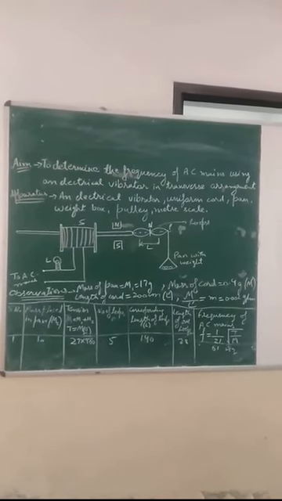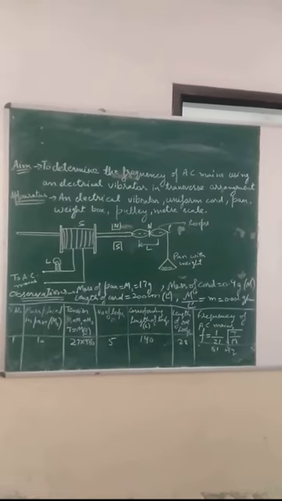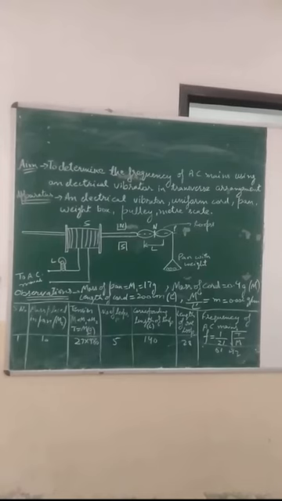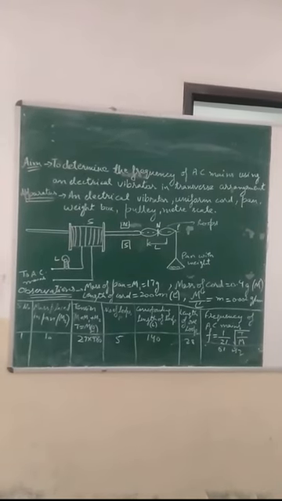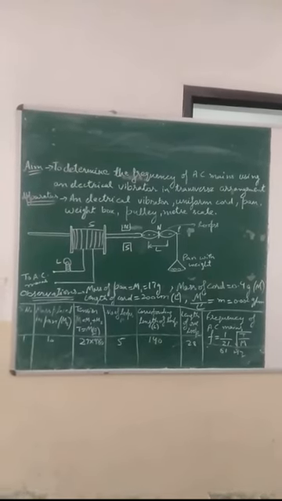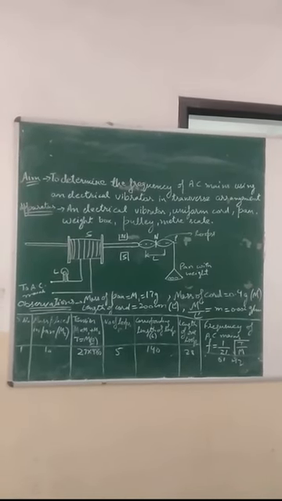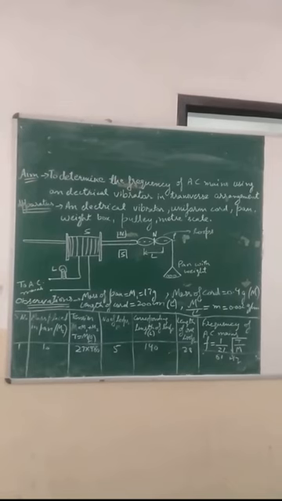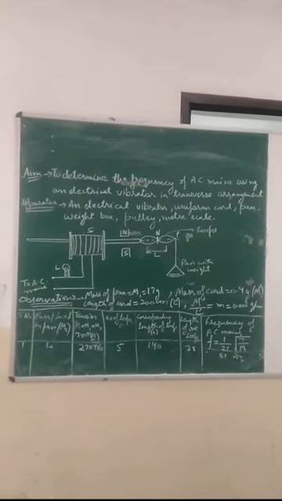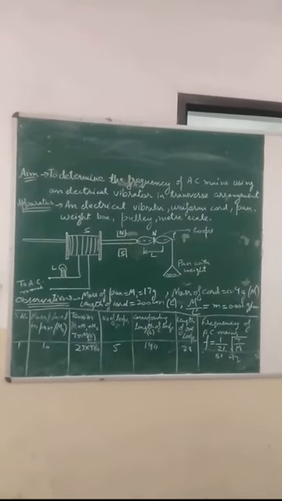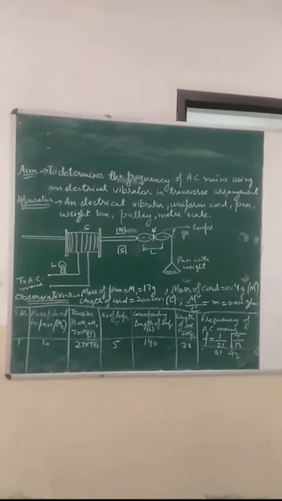Total number of loops is 5, corresponding to that the length is 140. So to calculate the length of one loop you will divide 140 by 5. So this is how you can calculate the length of one loop. So the frequency of AC mains f is equal to 1 upon 2L under root T upon m, that is 1 upon 2 times the length of that thread or cord, under root T, tension, upon the total mass.